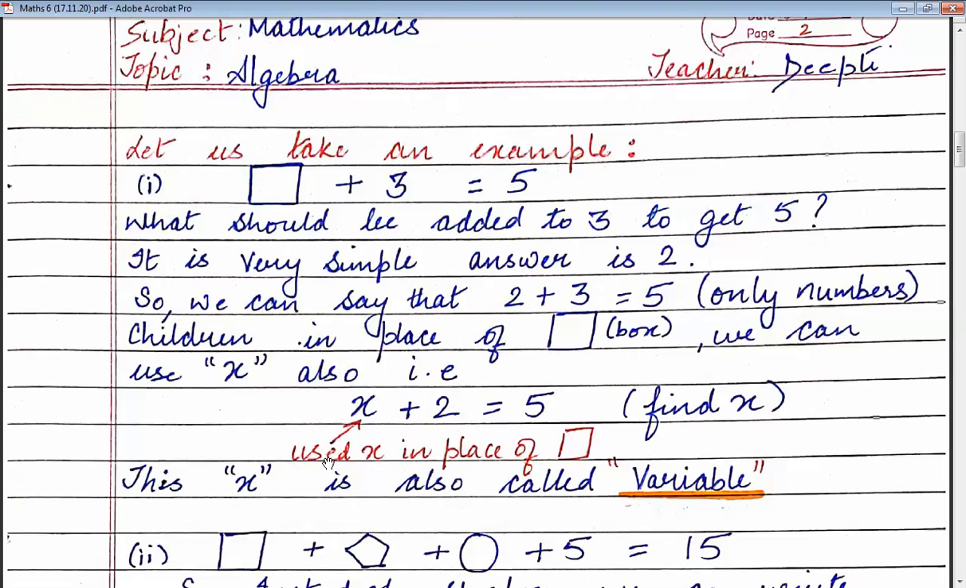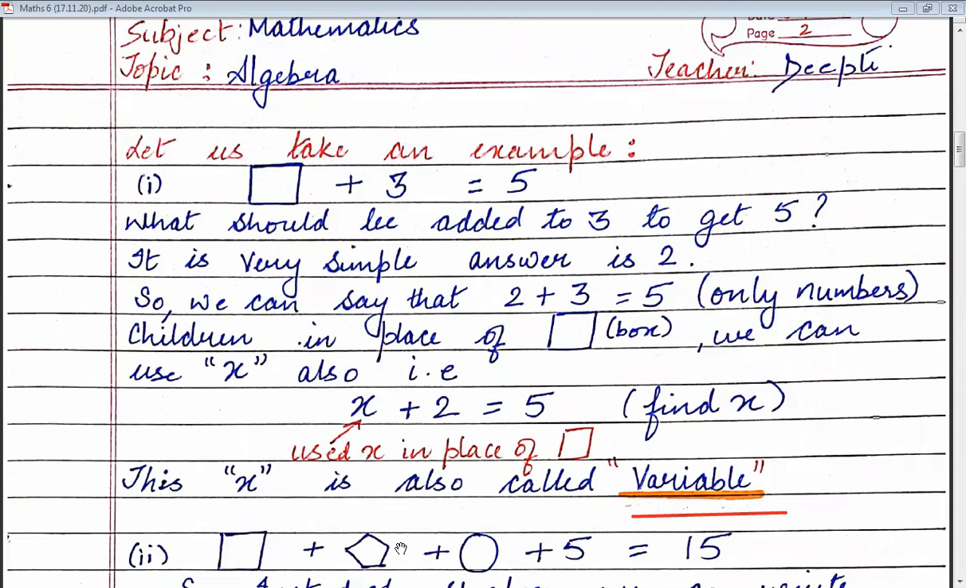So children, when we use x, y, z, these are called variables. Just remember, whenever we use x, y, z, they are called variables. Now, children, let us move on to the next example.